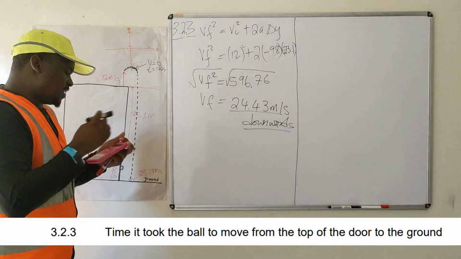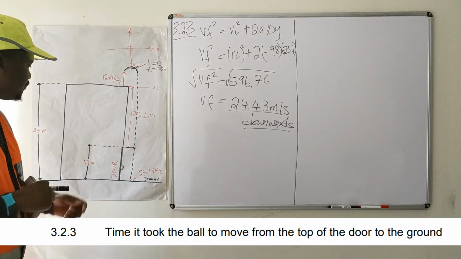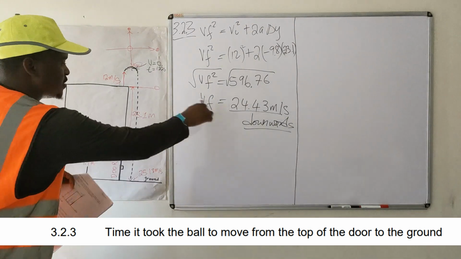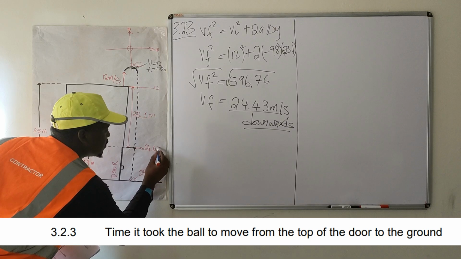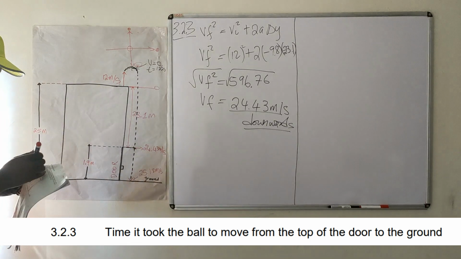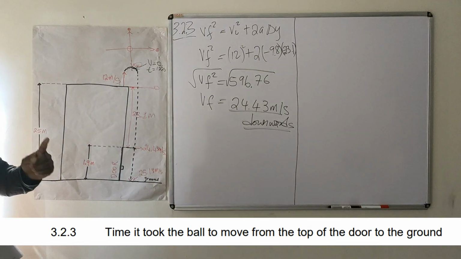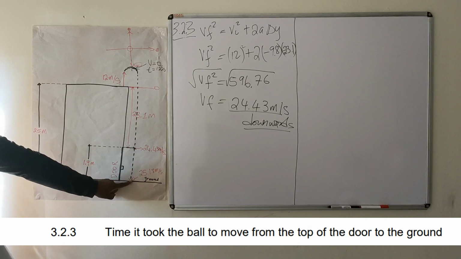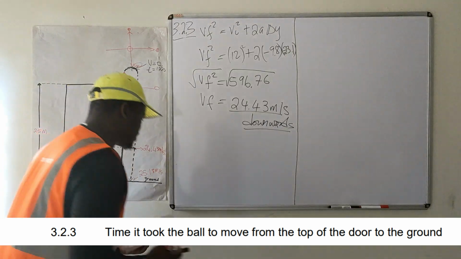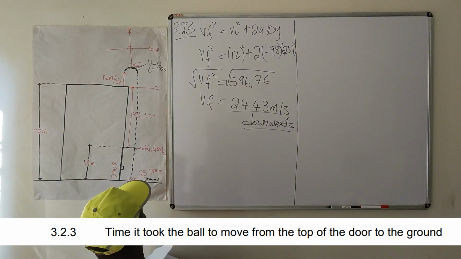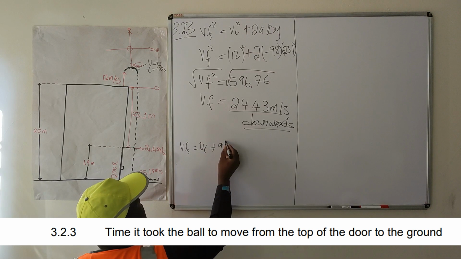Okay, so now we know that at the top of the door the velocity is 24.43 meters per second. That's the velocity at the top of the door. Then you ask yourself, how long did it take for your ball to move from the top of the door to the ground? That's the time that you are asked to find. So what you're going to do, you're going to say, okay, I have that Vf is equal to Vi plus a delta t.